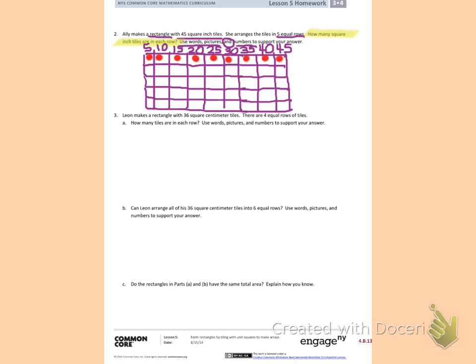The question is how many square inch tiles are in each row? So we better answer that in words. There are 9 square inch tiles in each row.